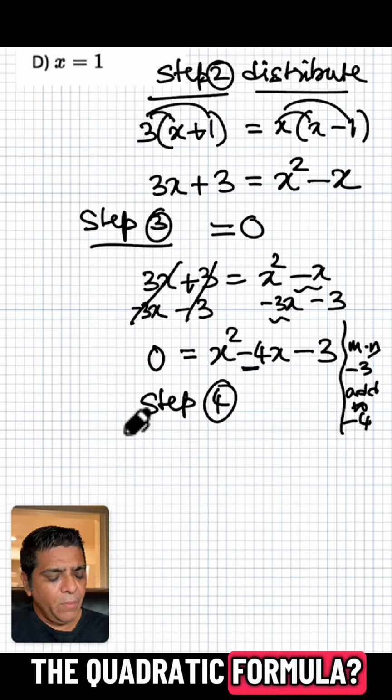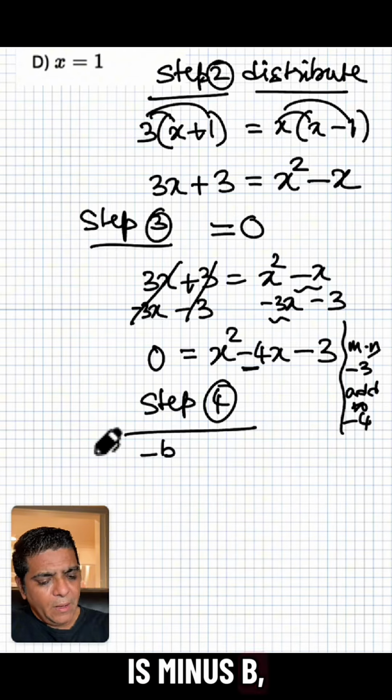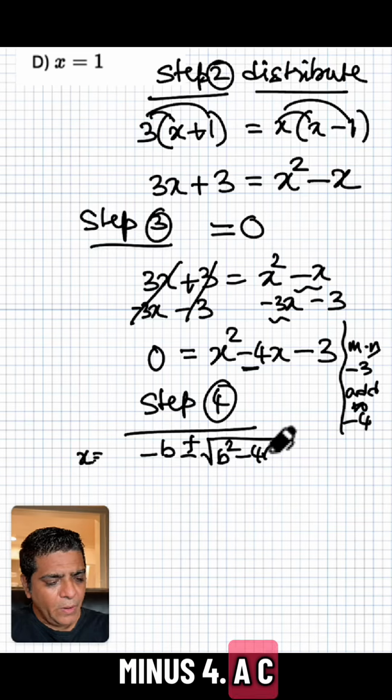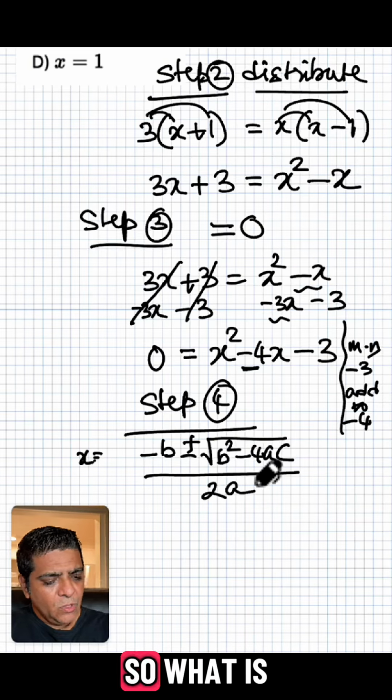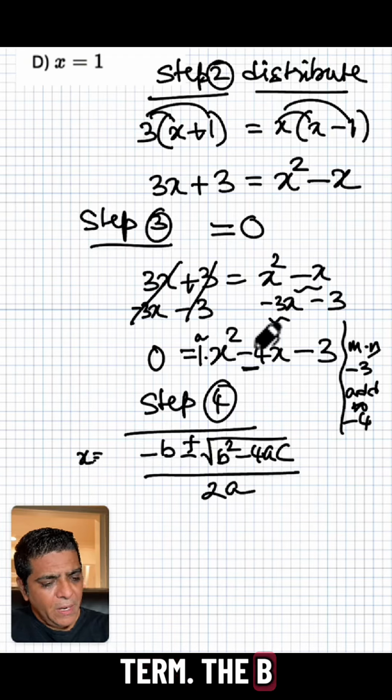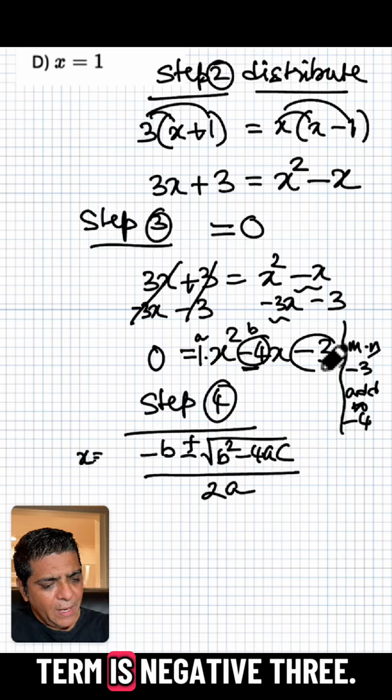So what is the quadratic formula? x equals, the roots are equal to minus b plus or minus the square root of b squared minus 4ac, divided by 2a. So what is the a, b, and c term here? The a term is the coefficient before the x squared, that's your a term. The b term is negative 4, and the c term is negative 3.